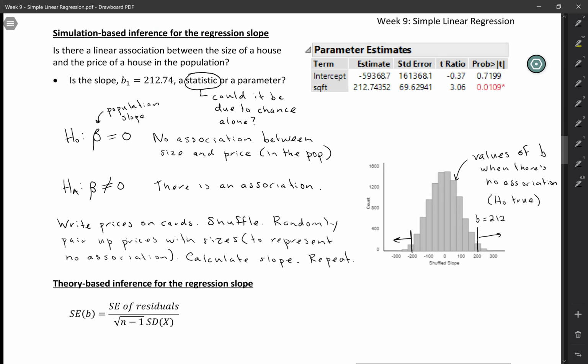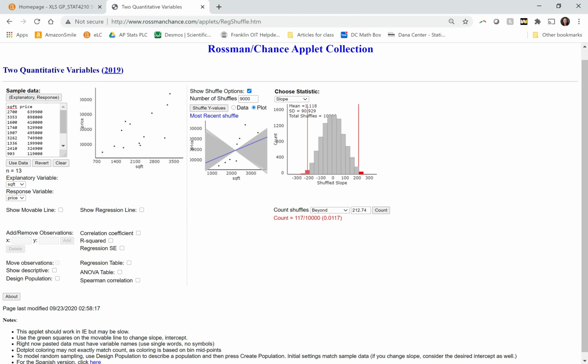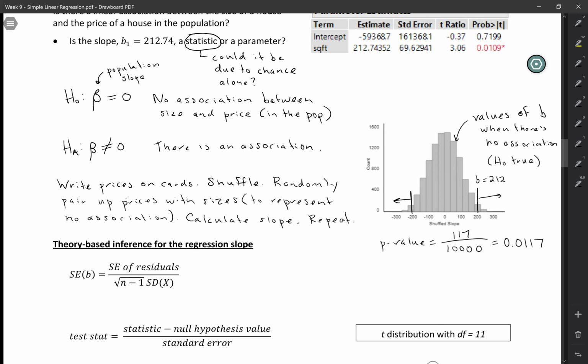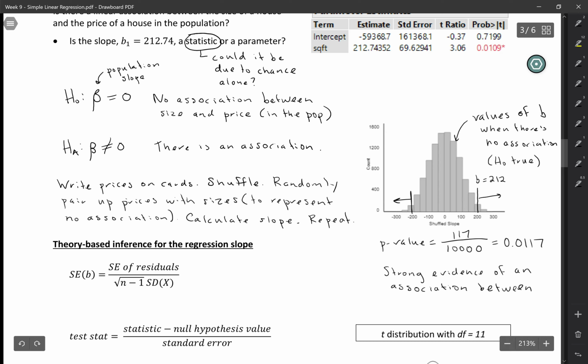So to get our p-value, we used the applet, and we had done 10,000 shuffles, which was a big mistake because the applet almost couldn't handle it. 117 of them were that extreme, which gave us a p-value of 0.0117. And in context, this means that we have strong evidence, right? We've got strong evidence of an association. And that's an association between size and price, and we're talking about in the population. So it doesn't seem like this is the kind of association that we would see just by random chance. It seems like there must be a genuine trend in the population.